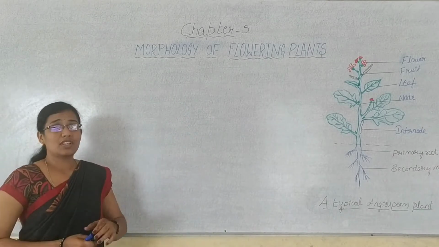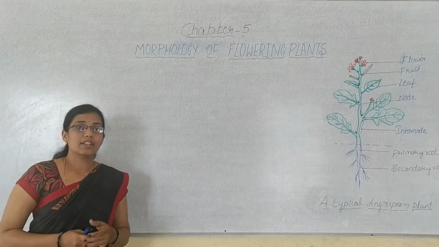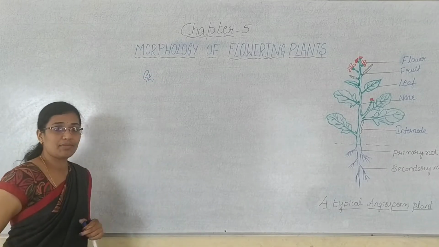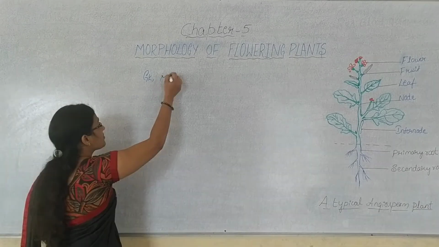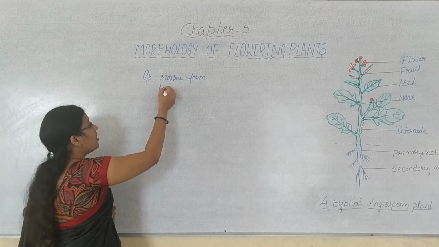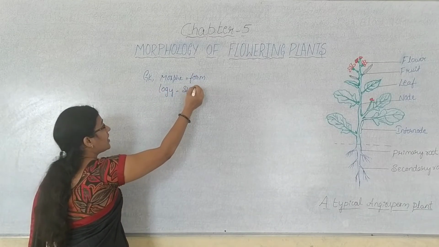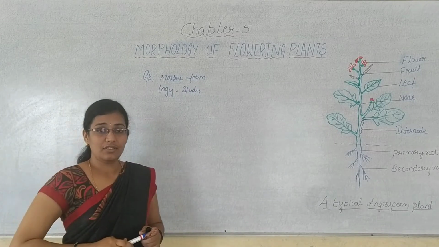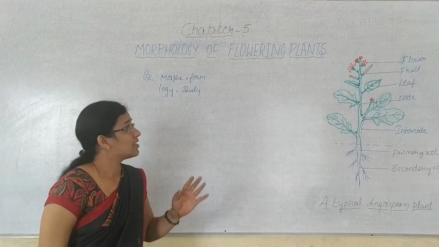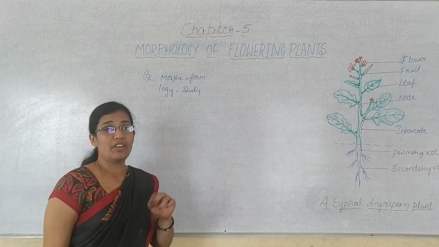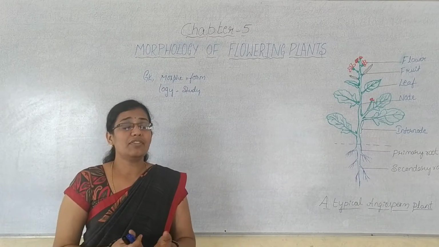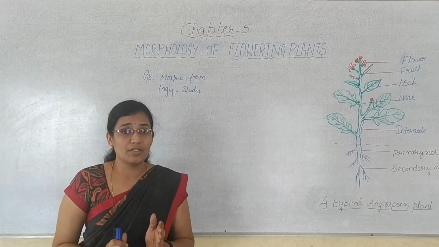Now let us discuss what this morphology is. The term morphology has been derived from the Greek language. Morphos or morphe means form, whereas logi means study. So by definition, morphology is the branch of science that deals with the study of external features of living organisms.